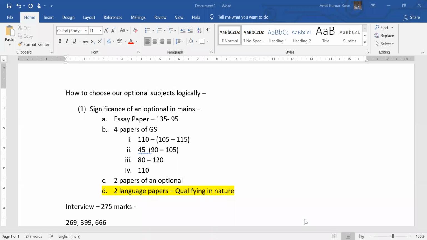I wish I have been able to provide you some idea of value, right? Please, it's a genuine advice to you people that be logical, be rational while choosing an optional. Don't be carried away by emotions, right, guys?